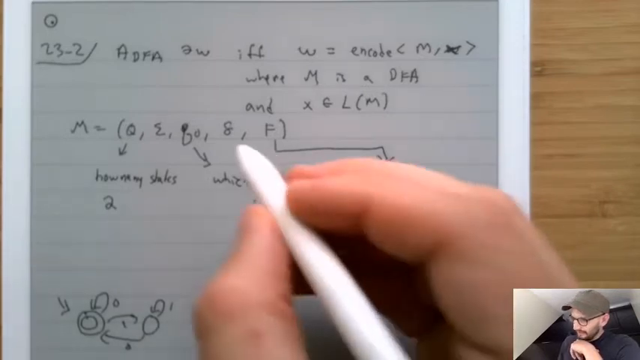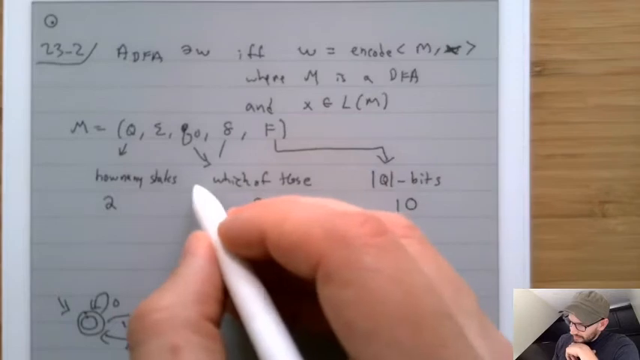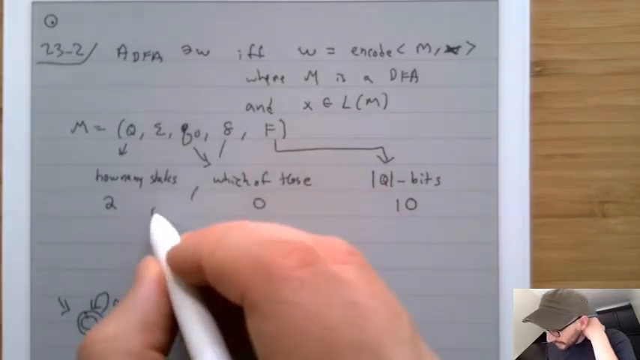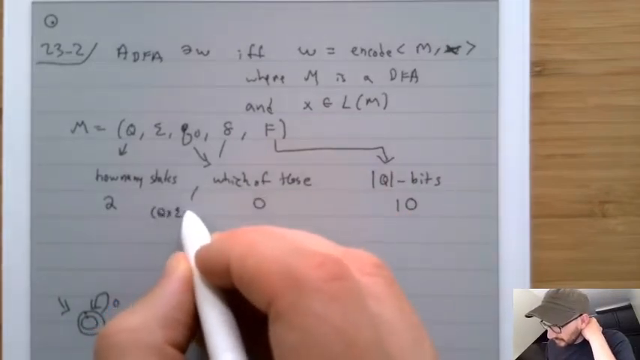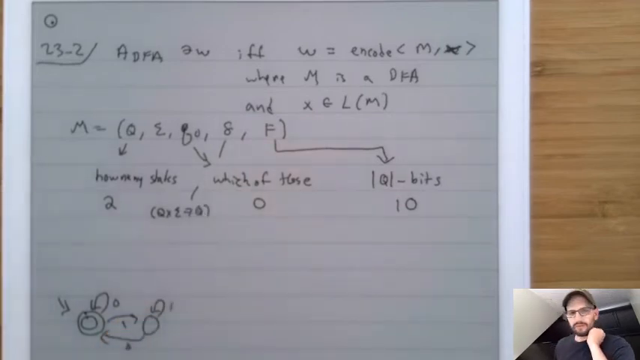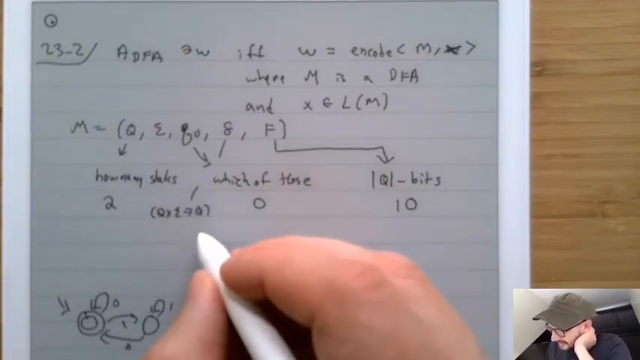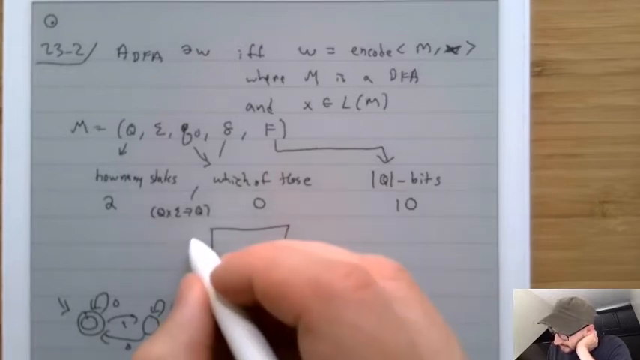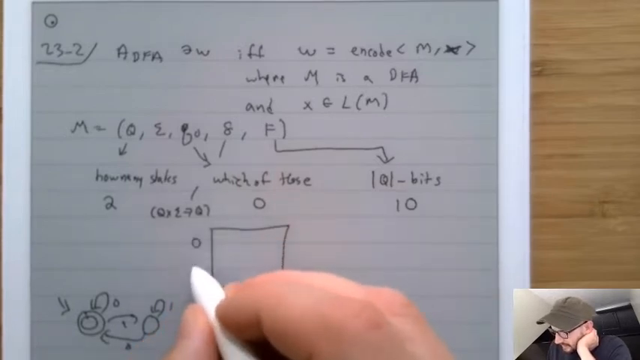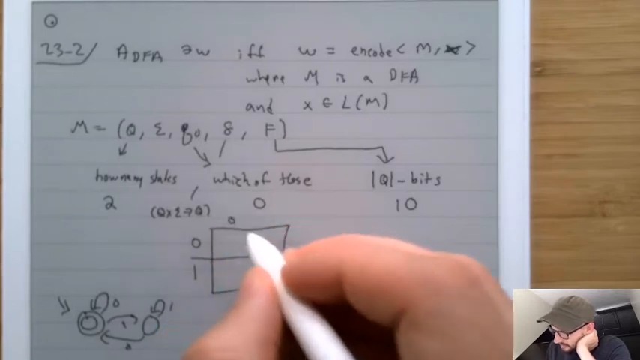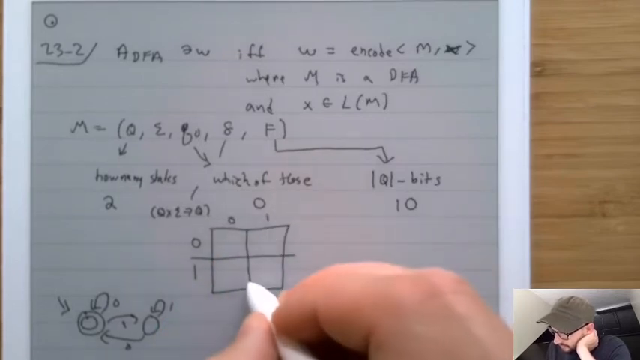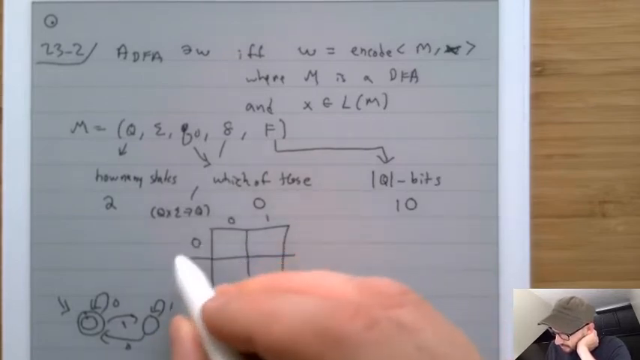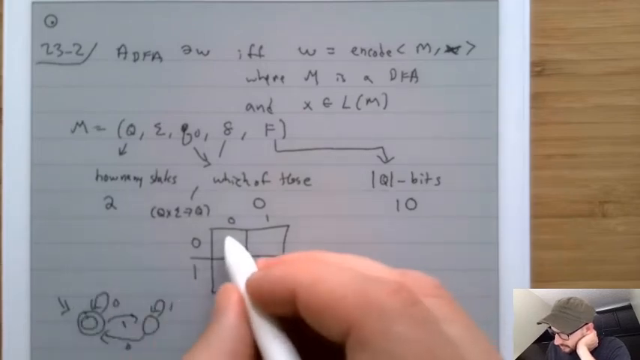Now what's delta? Well, delta, recall, is just Q cross sigma arrow Q. What that means, what it is it's a little table that says if you're in state 0 versus in state 1, and if you see a 0 versus you see a 1, where do you go? Well, if you're in 0 and you see a 0, you go to 0.